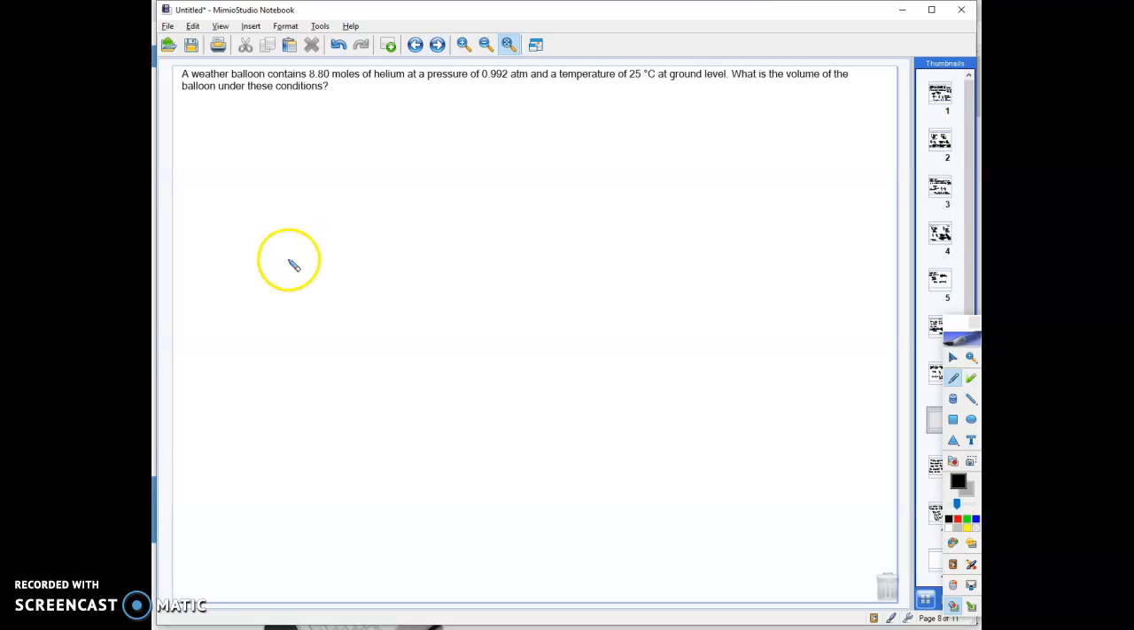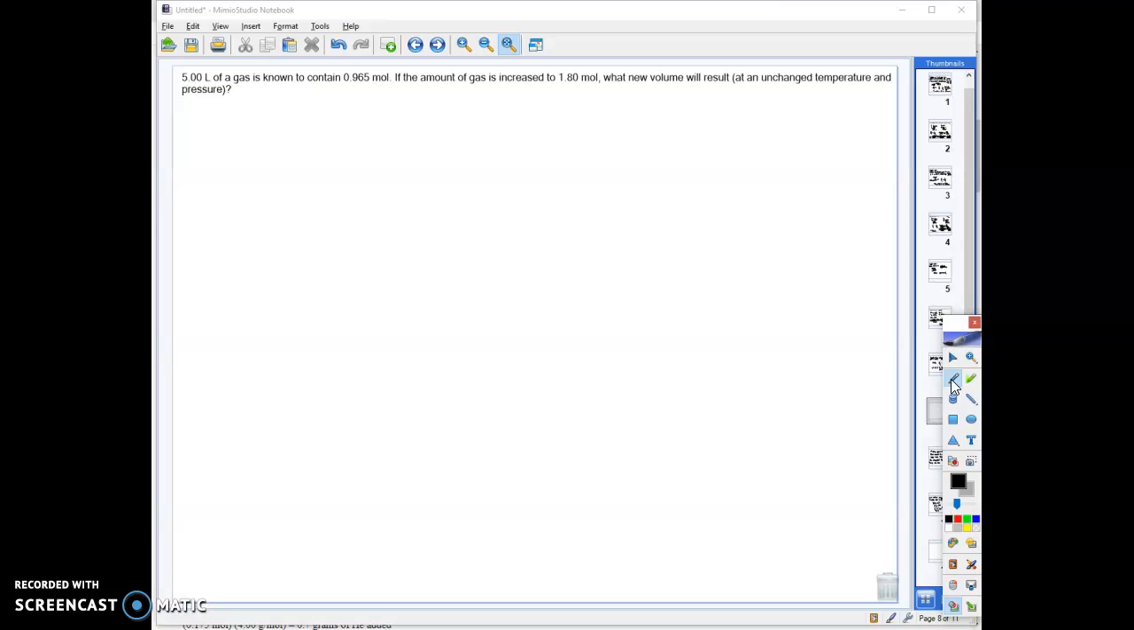The N variable is used to represent the number of moles of the gas we have. So here is our problem that we're going to work. We have 8.80 moles of helium, a pressure of 0.992, a temperature of 25 degrees Celsius, and we want to know what is the volume of the balloon under these conditions. Okay, I realized after I read that problem out loud that I got my slides out of order on my little whiteboard, and that was an ideal gas law problem, which we'll get to in a minute. So now I have an actual Avogadro's law problem with moles and volume.